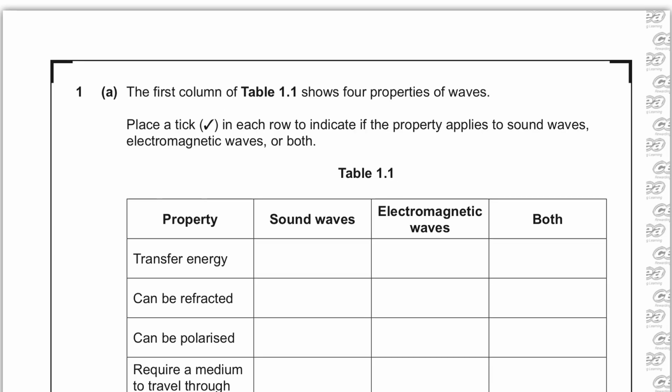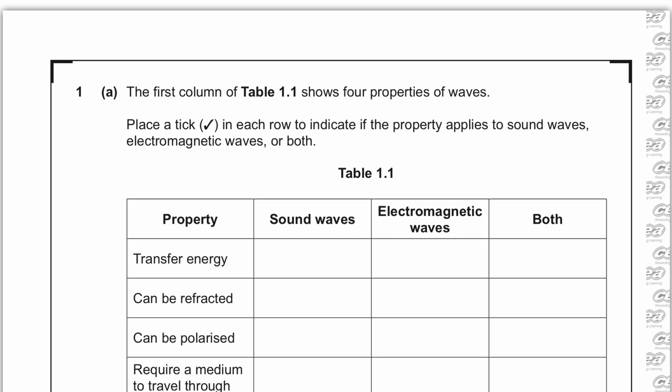Question 1a. The first column of Table 1.1 shows 4 properties of waves. Place a tick in each row to indicate if the property applies to sound waves, electromagnetic waves, or both. So firstly, we've got transfer energy. Now, that's one of the basic properties of waves. It's not specific to either sound waves or electromagnetic waves, so that counts as both.